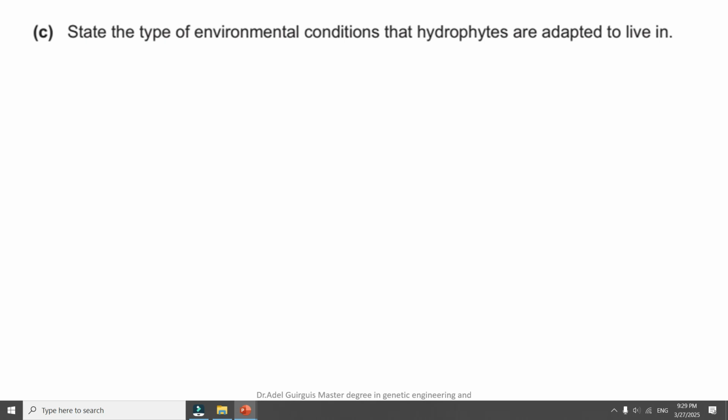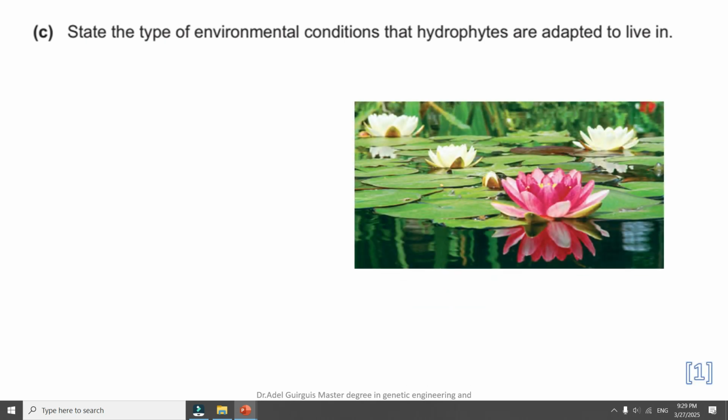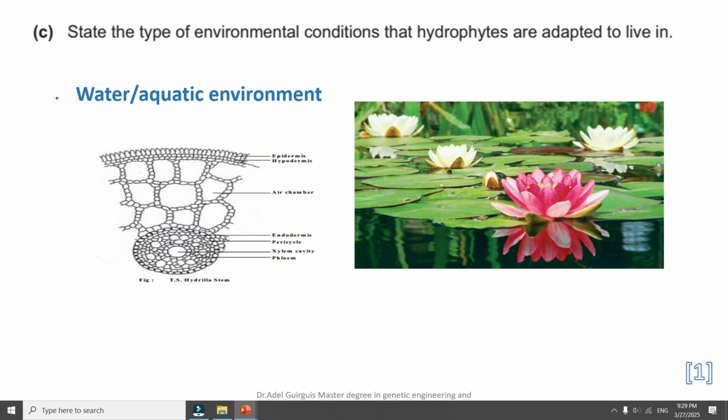State the type of environmental conditions that hydrophytes are adapted to live in. Hydro means water. Hydrophytes means plants that live in water, I mean aquatic plants, like this water lily, for example. Okay. So the answer is water or an aquatic environment, where certain adaptations in structure, like a lot of air space found in the stem and root, allow gas exchange easily within the water.